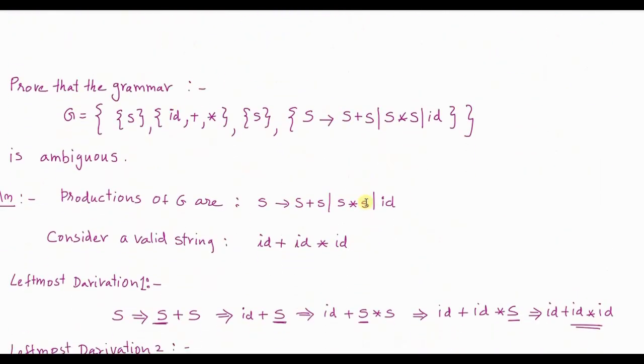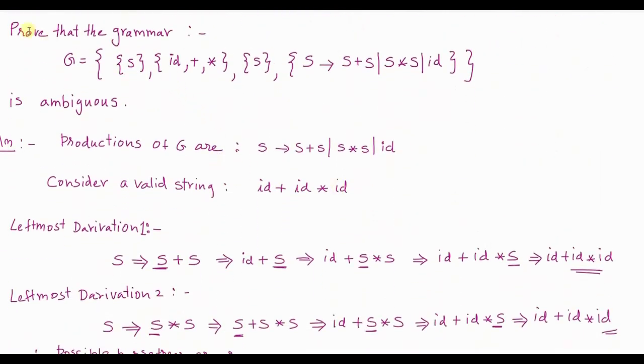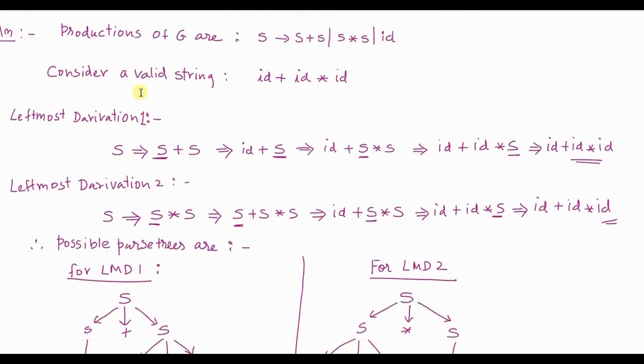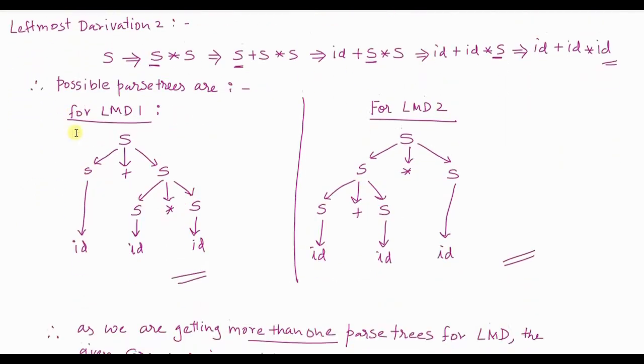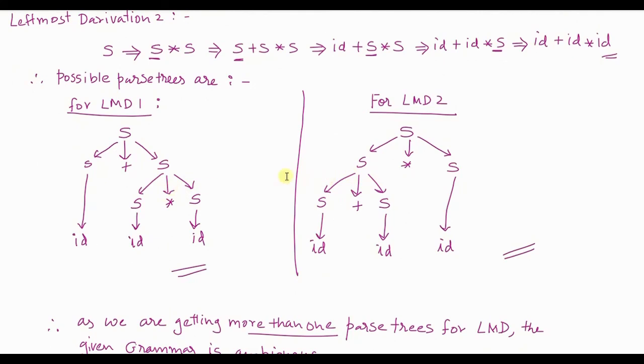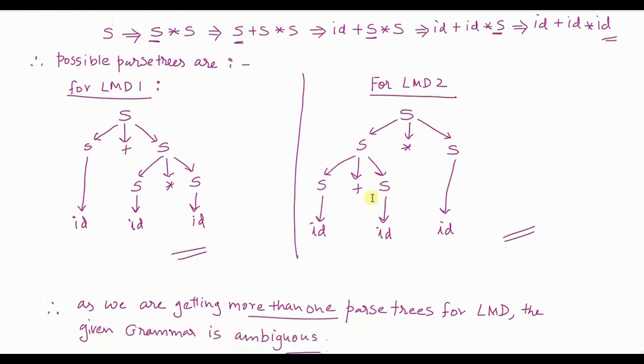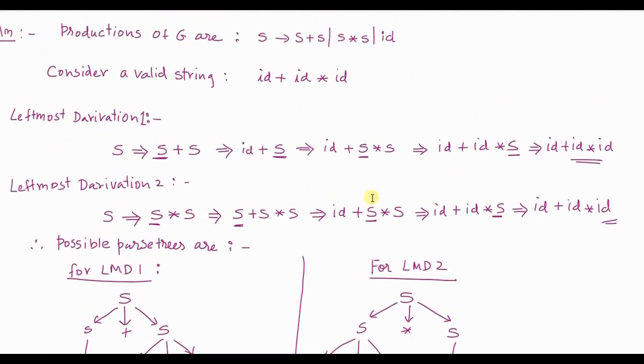So in very simple words, whenever they ask you to prove that the grammar is ambiguous, you consider some valid string and try to find out whether there is more than one leftmost derivation. If yes, you draw the possible parse trees. Since there is more than one parse tree possible for the same string, we say it is ambiguous. Some students instead of LMD can start with RMD, whichever works. So this is how you can prove that the grammar is ambiguous.